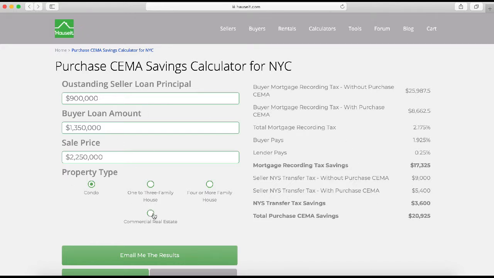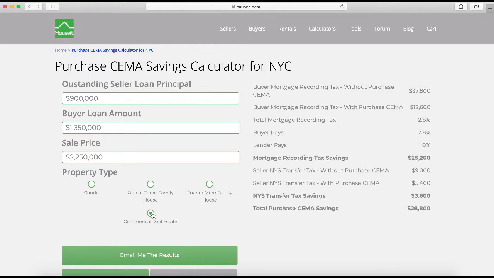There are some other options such as commercial real estate, and this is relevant because under commercial, the mortgage recording tax rate is higher. So the upside possibly for a purchase CEMA is larger on the mortgage recording tax side. And we also have sale price here because, again, the transfer tax rates do depend on the sale price. So if you're above 3 million or at 3 million exactly, the transfer tax rate goes up a little bit as well.